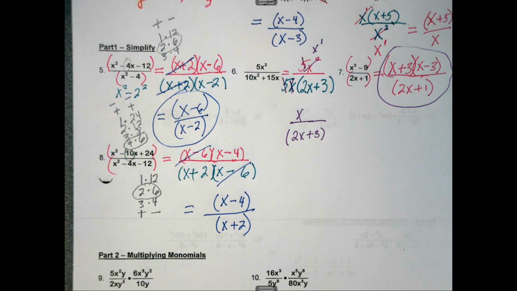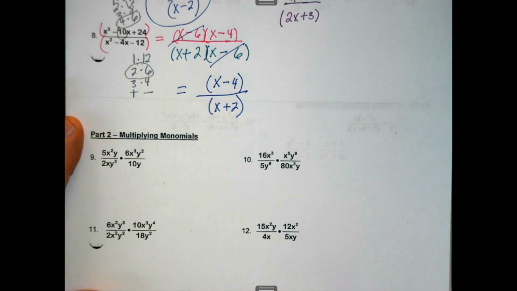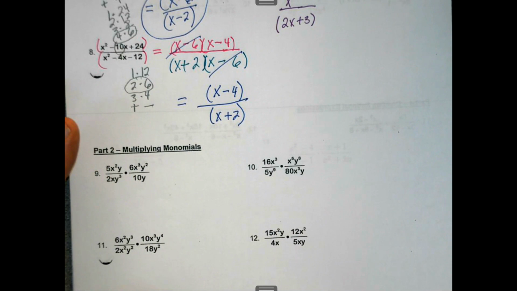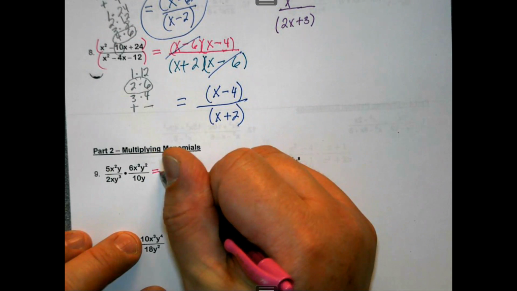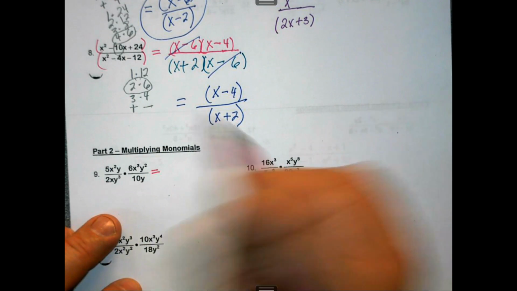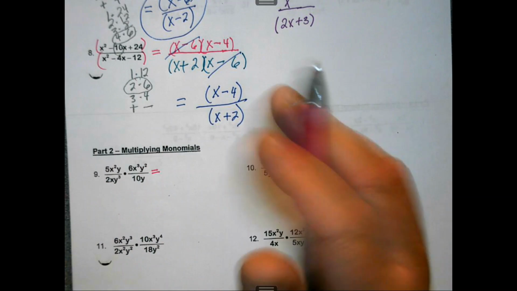All right, multiplying monomials. Now you did this again. This should be review for a lot of you, but let's go ahead and review. Number 9. There's several different ways to do these. If you have your way of doing it, great. What I like to do is cancel out the numbers, cancel out the factors and the numbers.